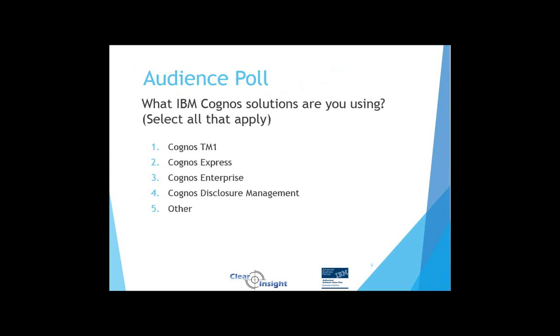So our first audience poll, just to make sure you're all there, is you're coming, each of you, to this because you have some familiarity or usage of TM1. As you well know, TM1 is a front-end interface for the Office of Finance for Budgeting, Planning, and Forecasting. But within the context of Express and Enterprise and Disclosure Management, TM1 is an underlying database OLAP engine to support that tool.